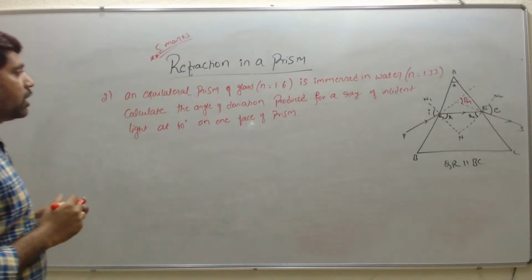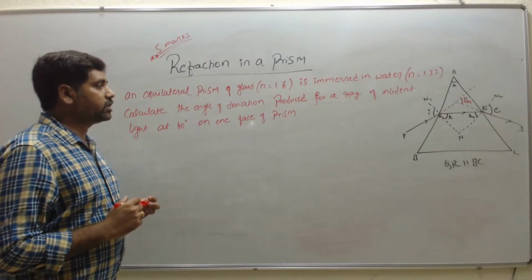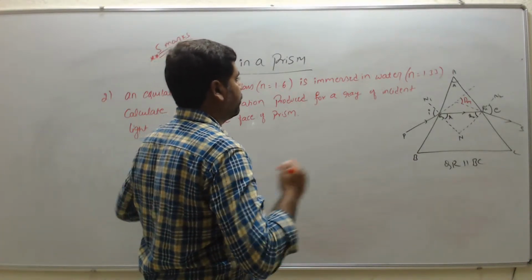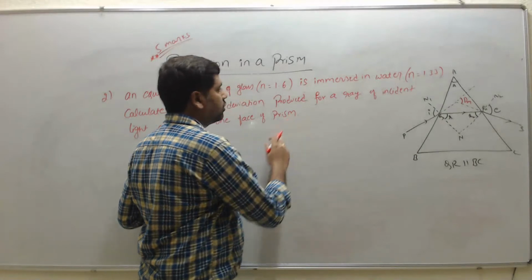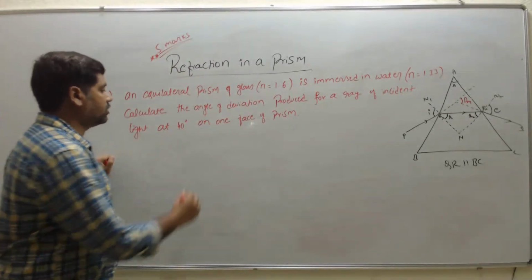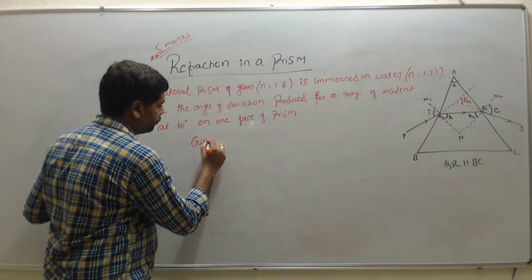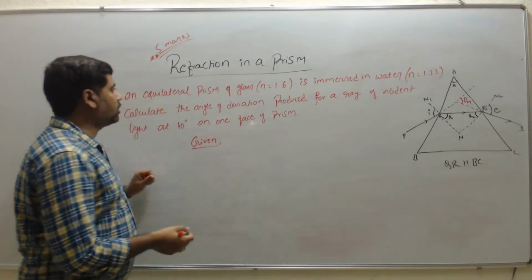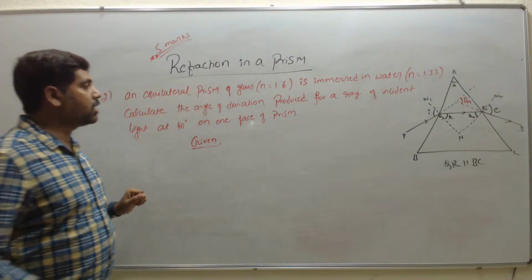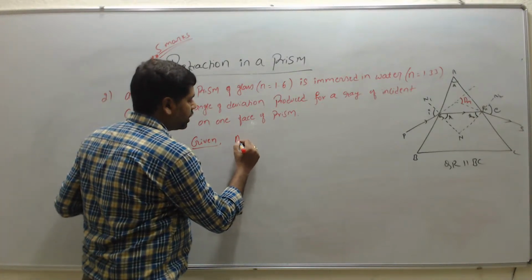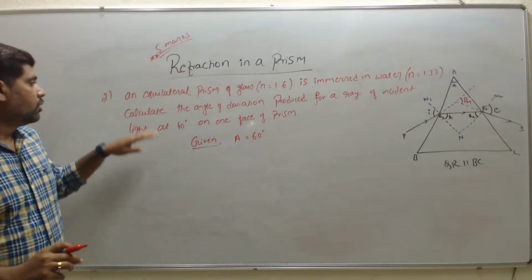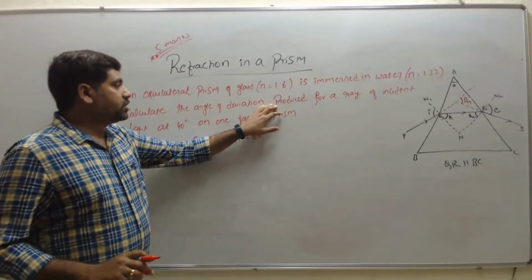In this question, they are not mentioning the minimum deviation. We have to calculate the deviation, that is delta, produced by the ray of incident light. They mention an equilateral prism. Equilateral prism means all angles are equal, so the angle A is equal to 60 degrees. Next, we have to find the angle of deviation.